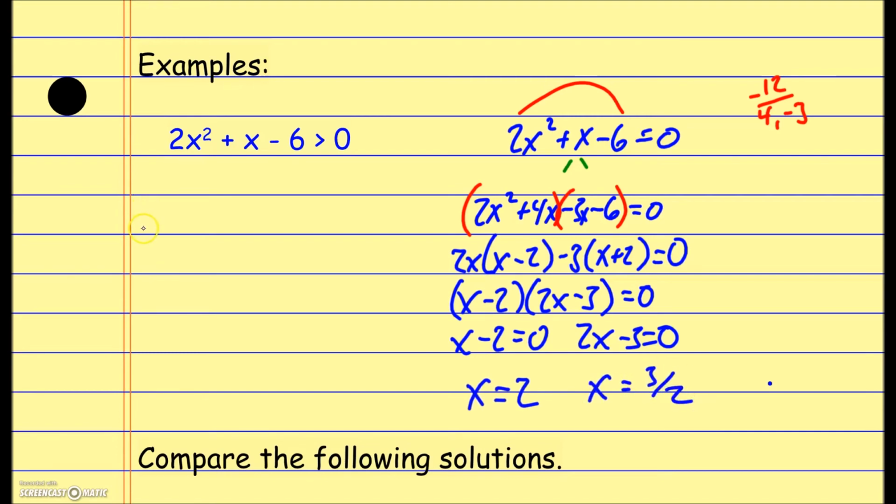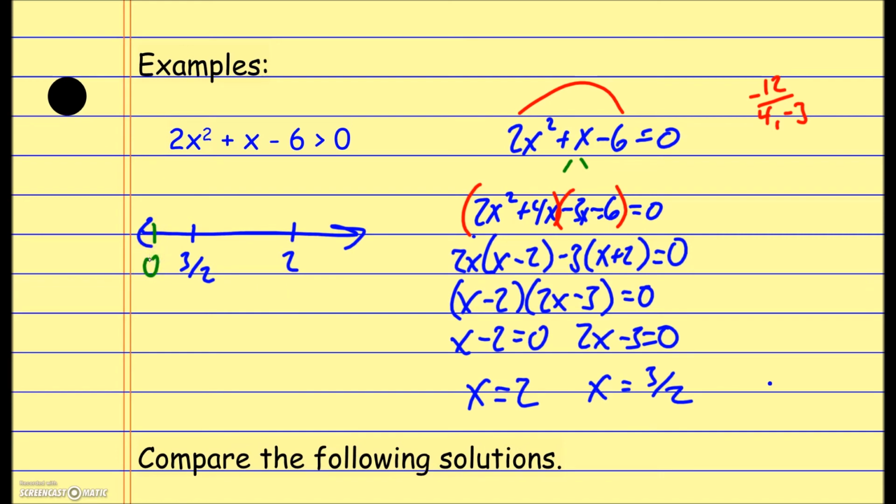Once again, I plot this on a number line and try to figure out whether I'm going to shade inside or outside these values. I've got the 3/2, which is like 1.5, and I've got the 2 up here somewhere. So think about where 0 is. That's the easiest point to choose. It's down here somewhere, so I'm going to plug that 0 in.